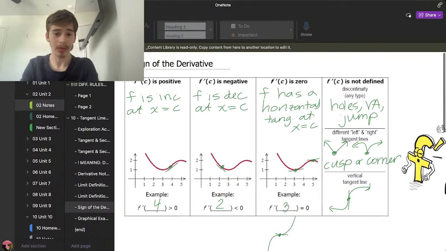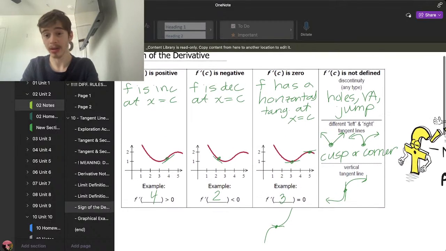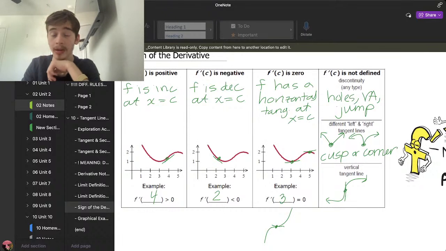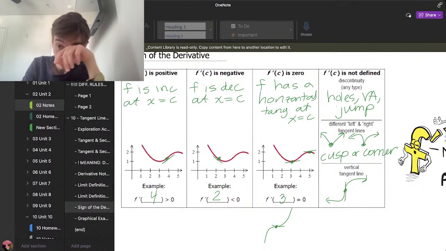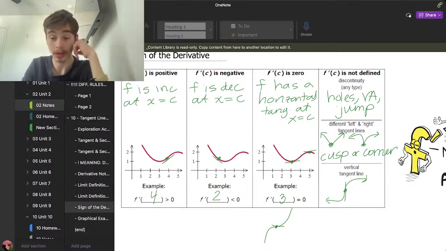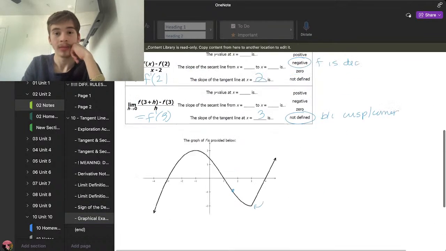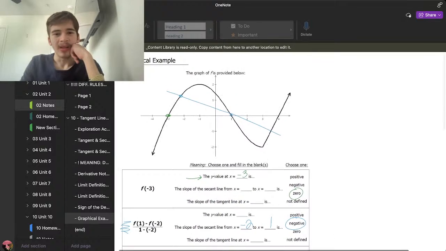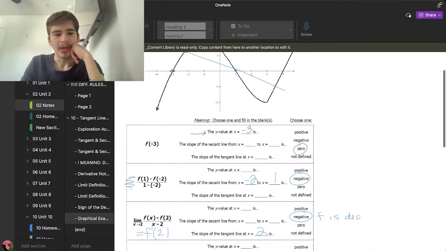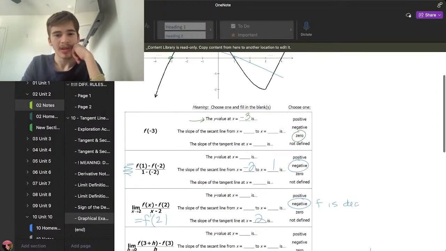Easy, sign of derivative, what it means. I'm hoping you guys know that. If the derivative is undefined, most likely a hole, vertical asymptote, jump. Another thing is cusp or corner, which is most obvious with absolute values and other weird graphs. Vertical tangent lines as well. Okay, yeah, this is pretty easy. It's just understanding derivative and what it means.